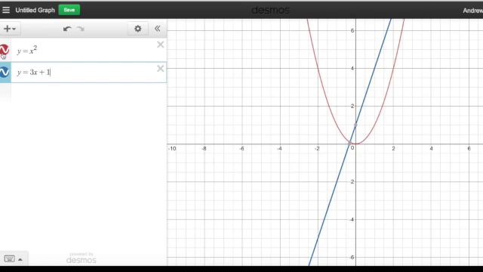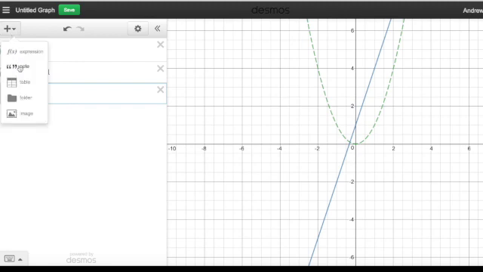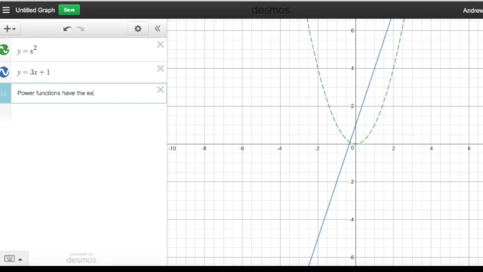If I decide I want to change the colors of either of these graphs, I can hold down the little squiggle curve icon here and change the color, change the style so that they look different. So right now I have a power function. X squared is a power function because this 2 is in the exponent. So let me make a note of that because that's important. Power functions have a number in the exponent.